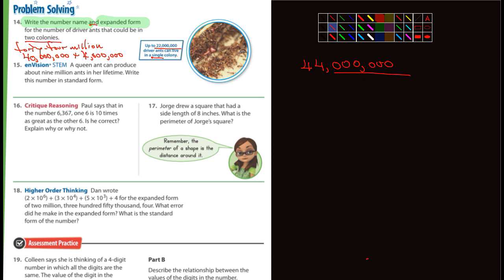Number 15, a queen ant can produce about 9 million ants in her lifetime. Write this number in standard form. Well, you guys can do that.